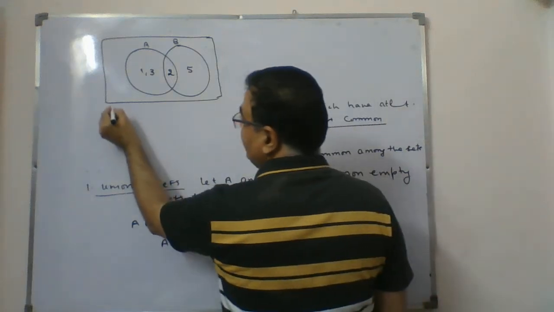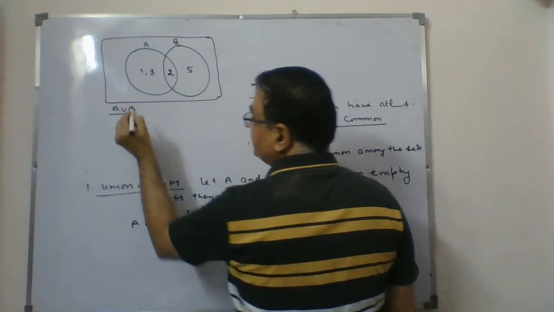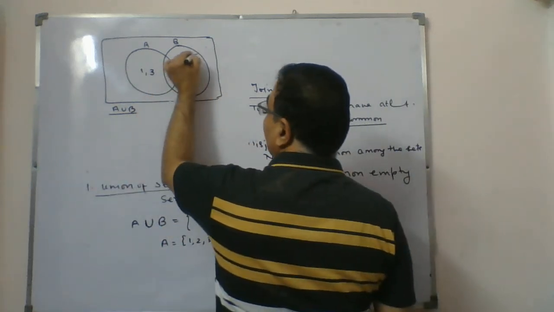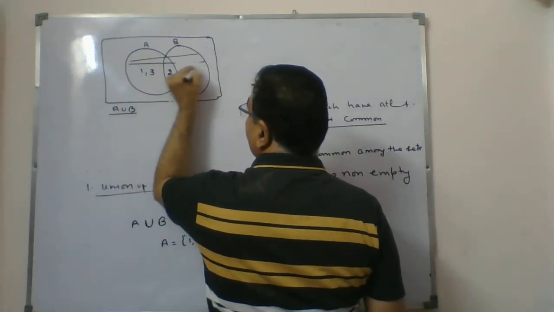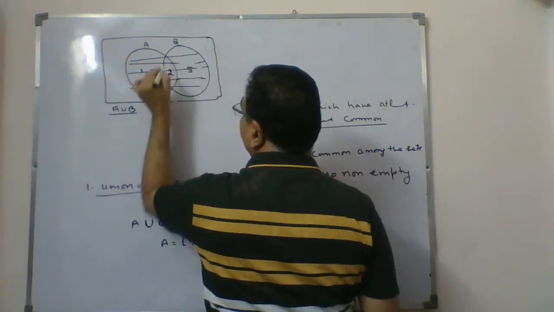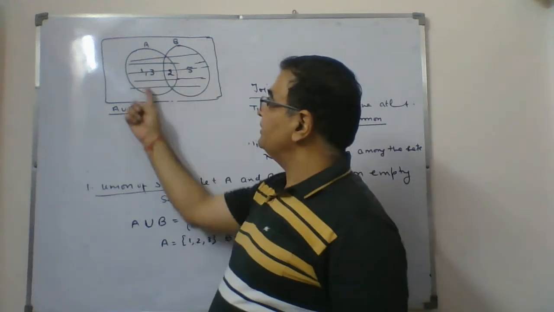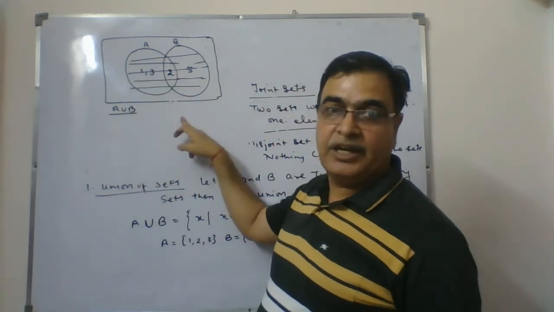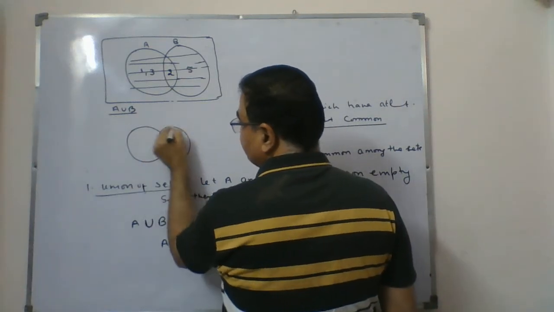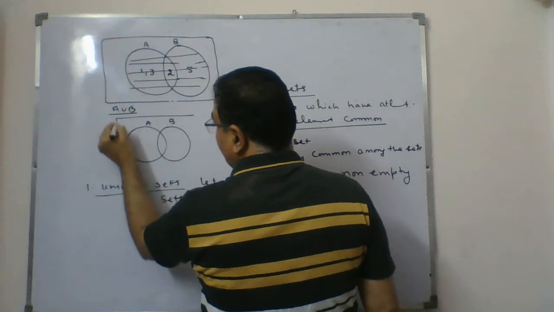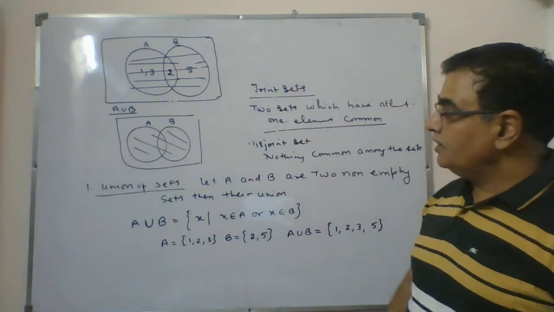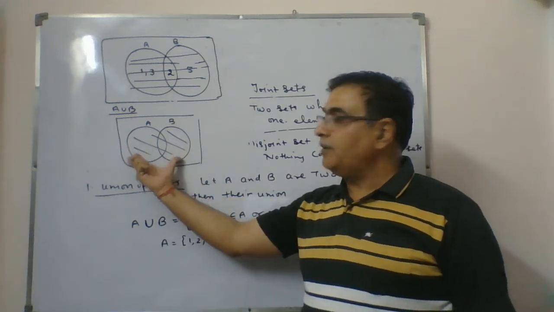If I say, what is A union B, show A union B on this part, then I will shade this complete A, B and the portion which is common among them. If you take this complete set, this will represent A union B. Whenever I say A union B, this is set A, this is set B, and A union B means this complete set. So the A union B Venn diagram comes out to be this.